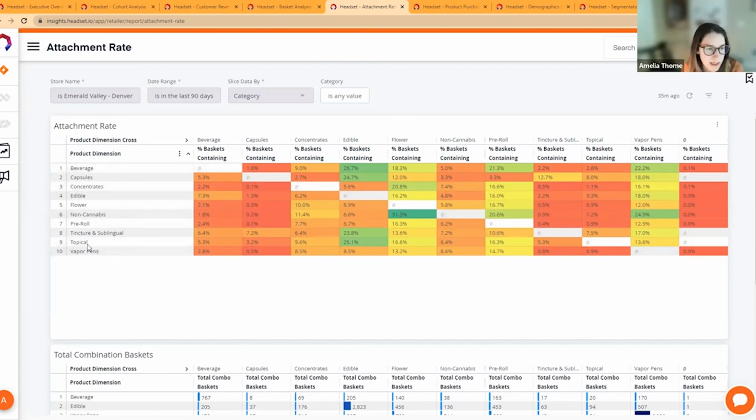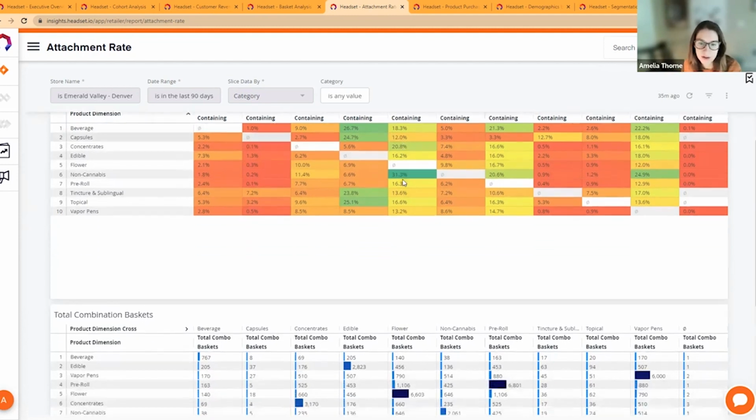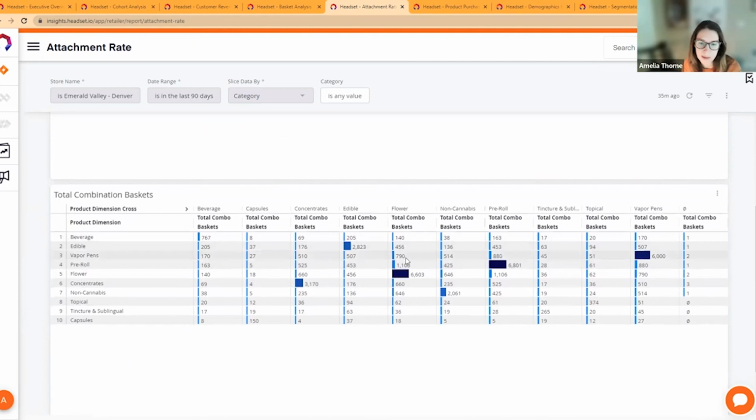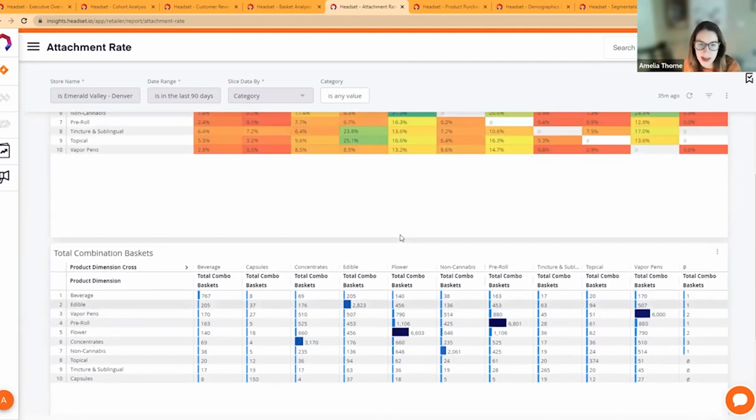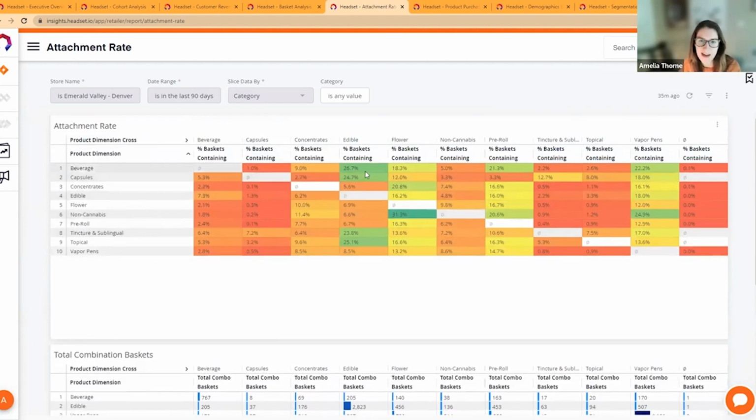Basically, we're looking at the product dimension, and just scroll over to the right if you want to see how frequently the other categories show up in that basket. And then I would also cross-reference with the total combination basket. If it's a really low combination number, then that green percentage maybe doesn't have as much weight as a green flower percentage. It gets a little confusing, but I hope that makes more sense. Cool. Thank you for validating that.